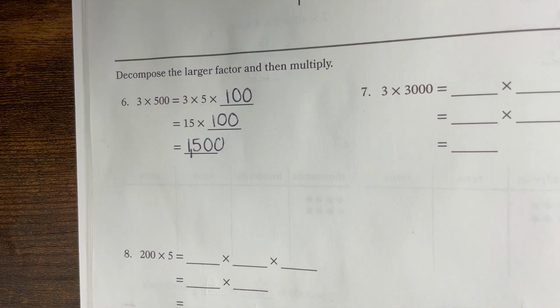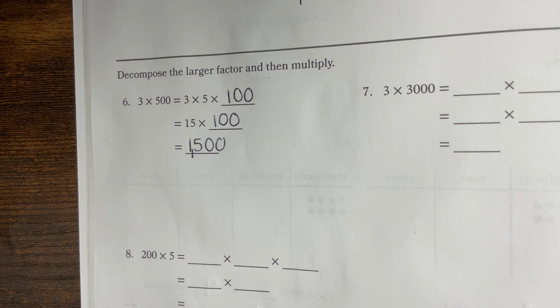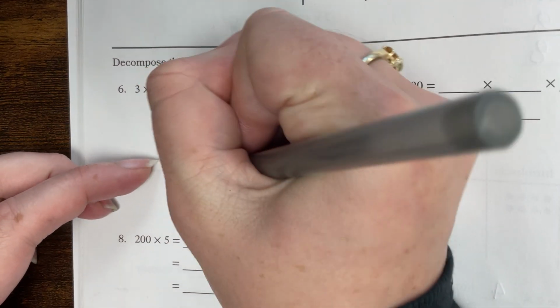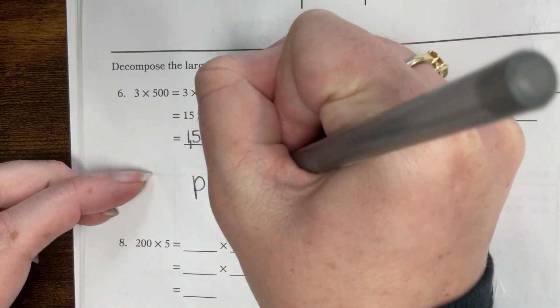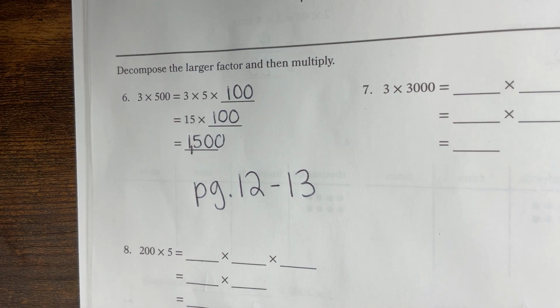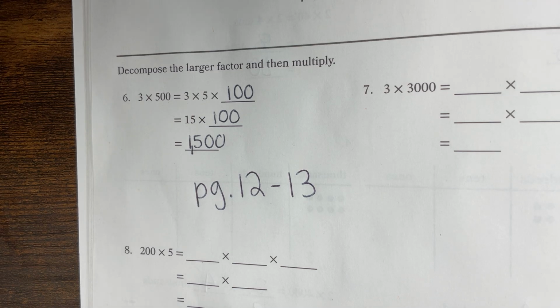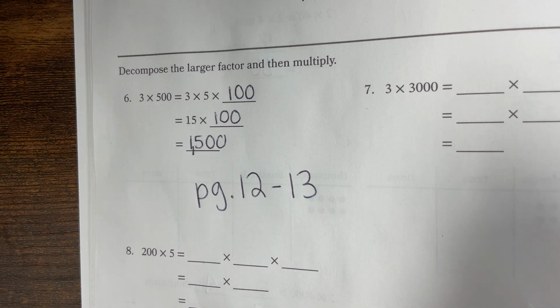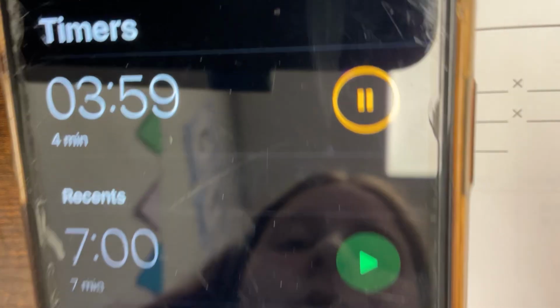All right, I am going to give you, let's see, 4 minutes to work on the rest of page 12 through 13. Do pages 12 through 13, and I will set a timer. I forgot how much I said a second ago. I am going to give you 4 minutes. Ready, set, go.